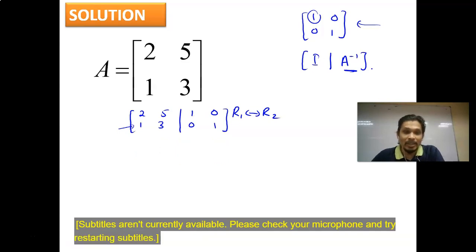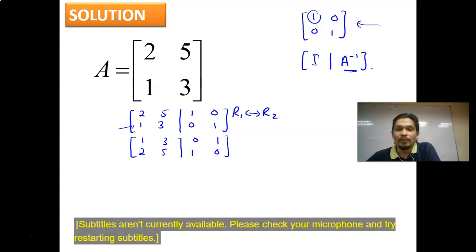Okay, I'm going to stick with this one here. So we got 1, 3, 0, 1 and 2, 5, 1, 0. Our first target, to get 1 in the first column of row 1, has been achieved. Now I'd like to get a 0 here from this number 2.